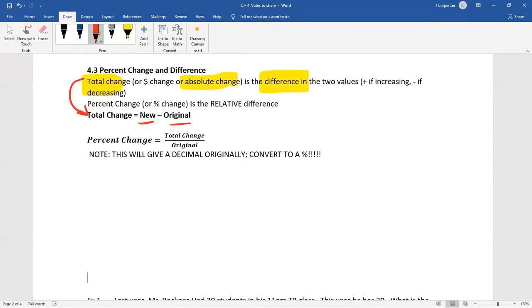Whereas percent change is the relative difference. And the word relative, if you actually point out some of the letters, you can get rate out of relative. So relative is a rate or a ratio. So what it is, it's the change in comparison to the original. When I say in comparison, I mean as a rate. Percent change is the ratio of the total change, and we're scaling it to the original value. It doesn't make sense to scale to the new value because we're trying to think about the change in comparison to what we used to have, not what we will have.